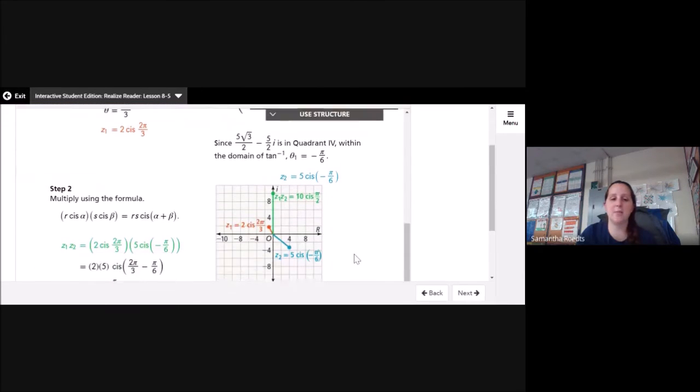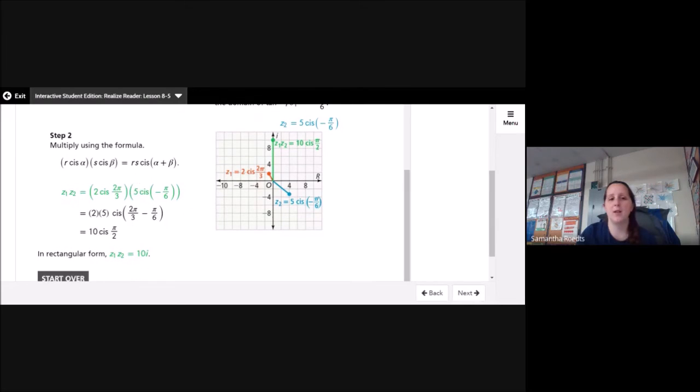Okay, so step 2 is I multiply using the formula: r times s, cis alpha plus beta. So z1 z2 is 2 cis 2 pi over 3 times 5 cis negative pi over 6. 2 times 5 gives me 10. 2 pi over 3 minus pi over 6 gives me pi over 2. So I end up with 10 cis pi over 2. When I solve this out, I get 10i.